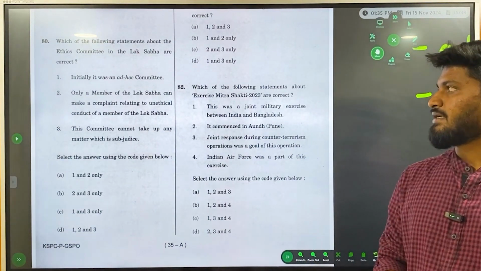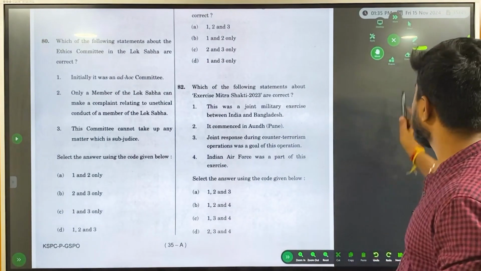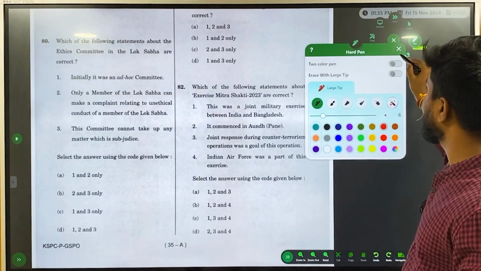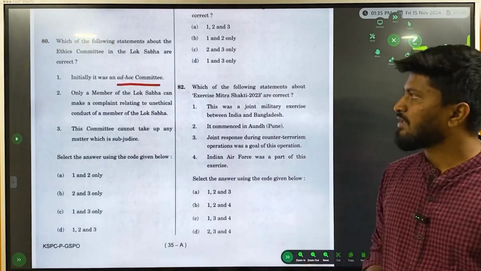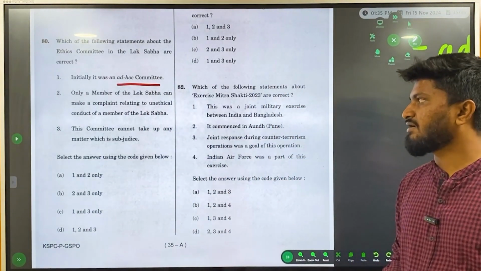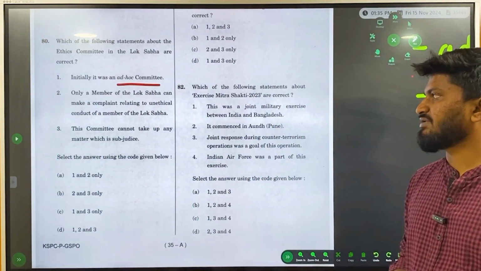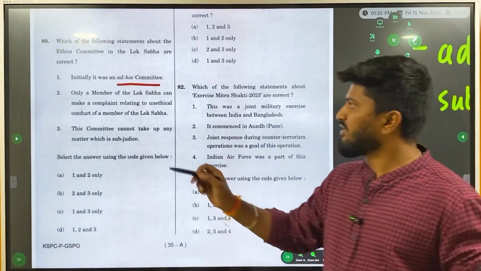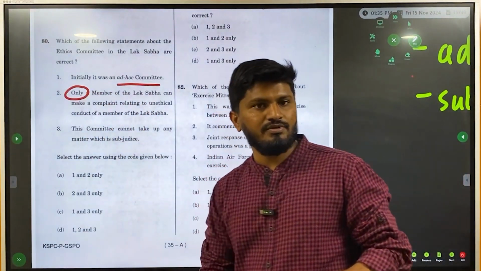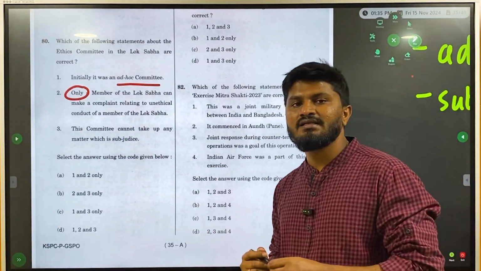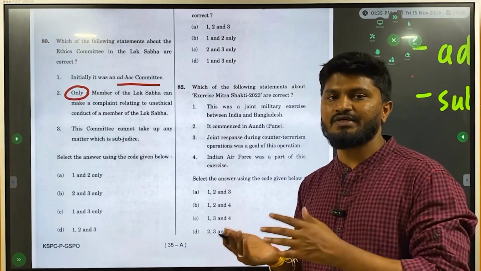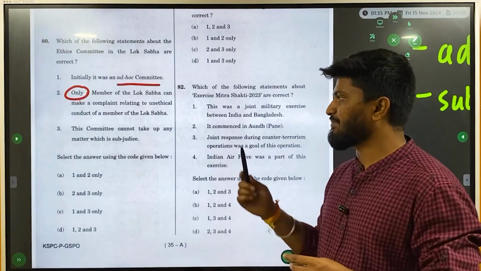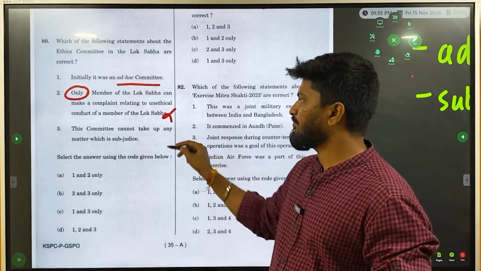Statement 1, initially it was an ad hoc committee. Yes, most of the parliamentary committees are ad hoc committees only. So this was initially an ad hoc committee. And then, only a member of Lok Sabha can make a complaint relating to unethical conduct of a member of Lok Sabha. Only a member of Lok Sabha. This was wrong, because against Mahua Moitra, initially the complaint was not from a member of parliament but from an outsider. Later it was taken up by a member of parliament. So this statement becomes wrong.